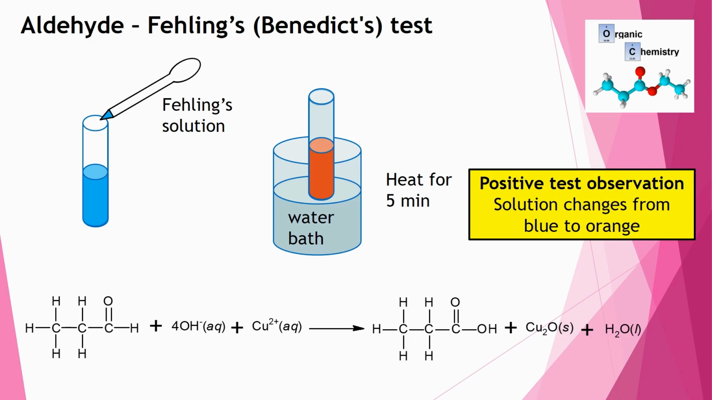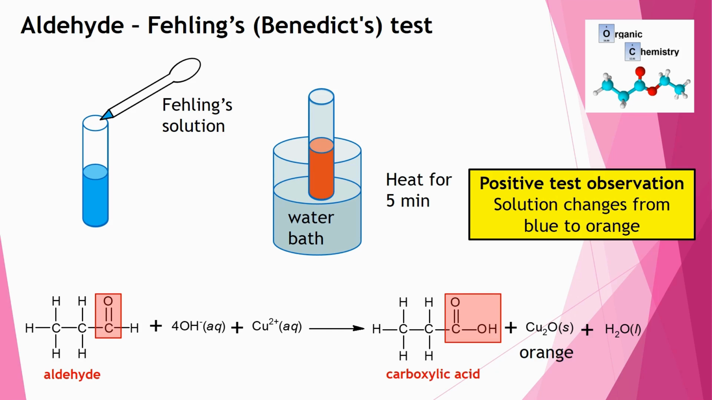What happens is the copper ions in solution turn to copper(I) oxide. So its oxidation number is just 1 now, which is an orange solution. This only works with an aldehyde, so it's a really good test for an aldehyde, and so is the next one we're going to look at.